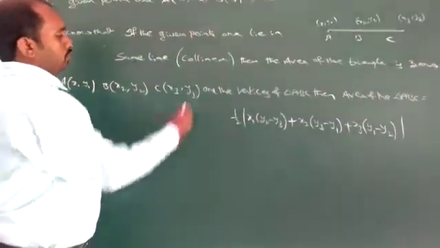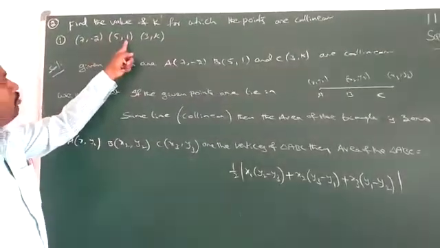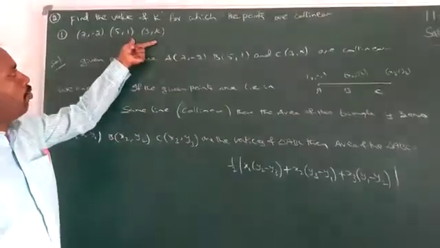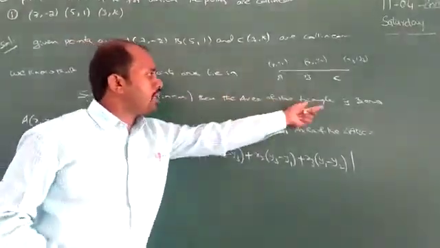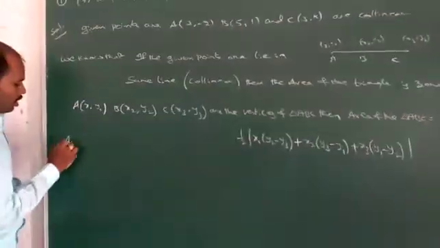Okay. Now you write in substitute A (7, -2), B (5, 1), C (3, k). These are the 3 points. These 3 points are on the same line, so the area of the triangle is 0. Okay. Now you write A.